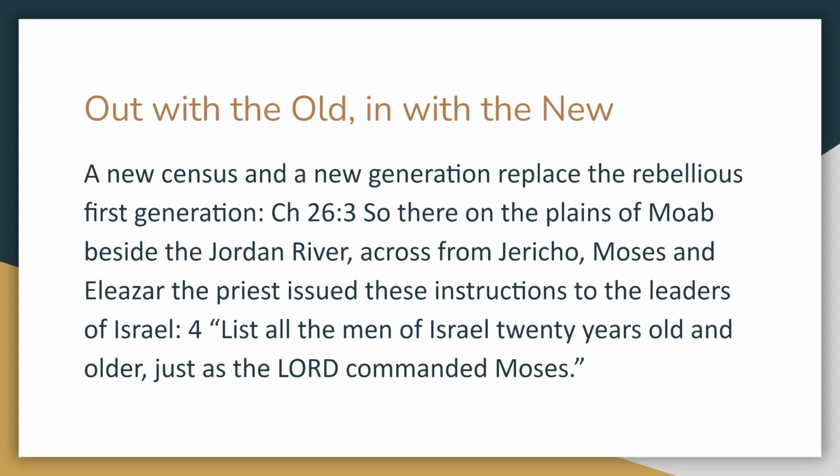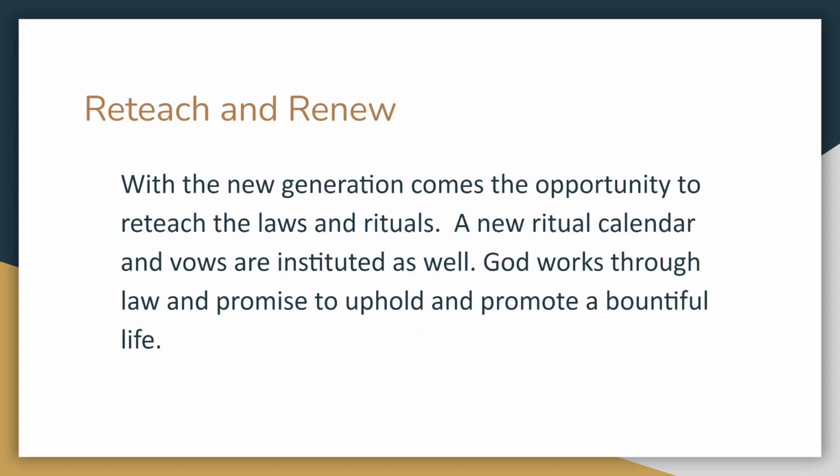So they are so close. They are on the plains of Moab, looking across into Canaan. They can see the city of Jericho, and they are unable to enter the land. This gives an opportunity to reteach the new generation and to renew the laws and rituals, to remind them what they are, what their covenant duties are, what their ritual duties are.